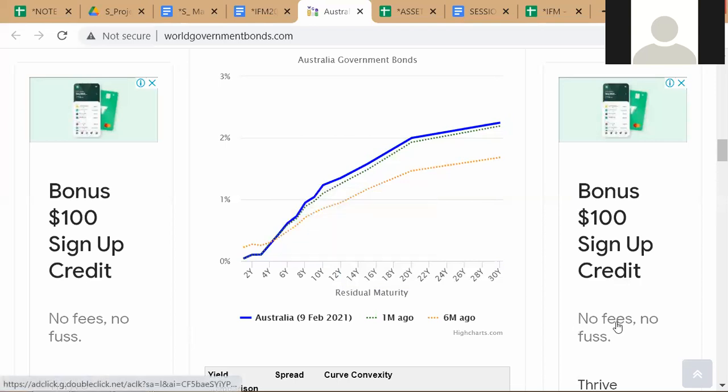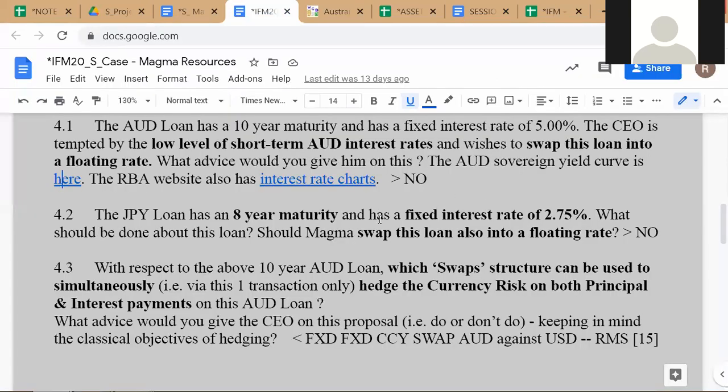So yield curve is this. So what the treasurer is saying, what the CEO is saying here is, why am I paying 5%?